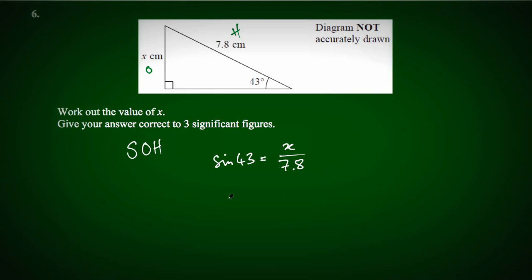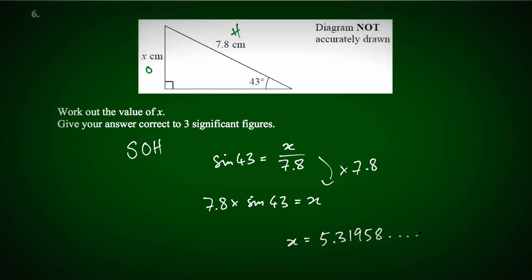Multiplying both sides by 7.8 to get rid of that denominator and get X on its own: 7.8 times sine 43 equals X. Do that on my calculator, making sure it's in the right mode. Sine 43 times 7.8 is 5.31958, etc. That's a sensible size answer. I can see that it's in the same region as 7.8 centimeters, but shorter, so that's a sensible size answer.